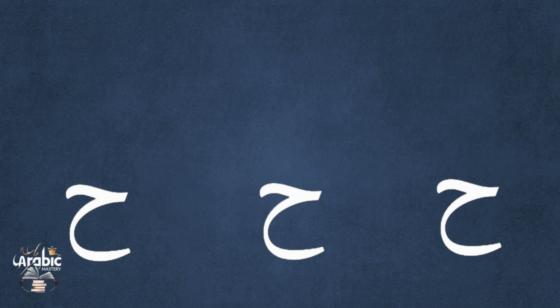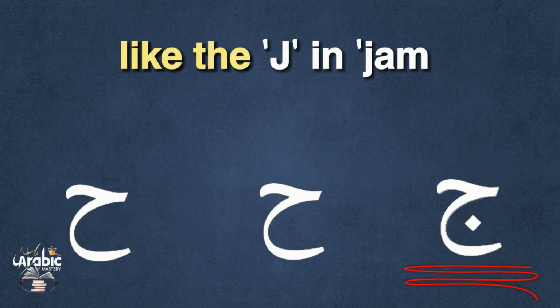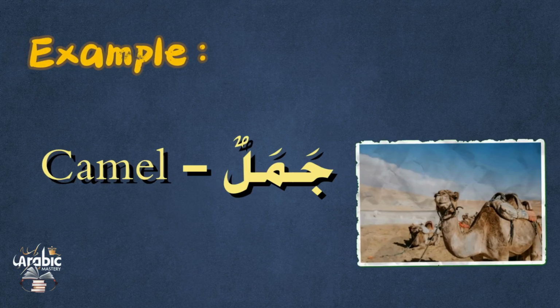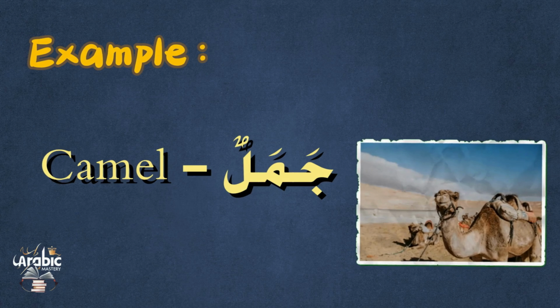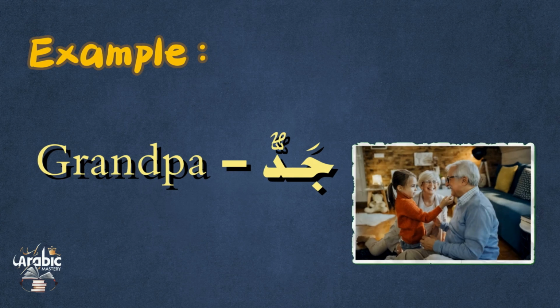Then we have another group of 3 letters. They all start with a horizontal line, then draw a curved hook descending below the line. Each is distinguished by the number and position of dots. The first one, Jeem, has a single dot in the center of the hook. It is pronounced like the J sound in jam. For example, jamal, jad.